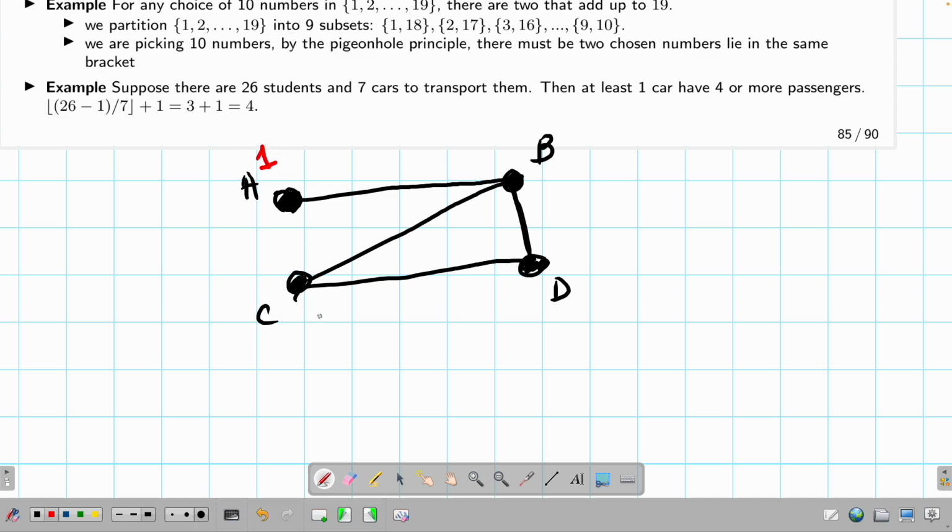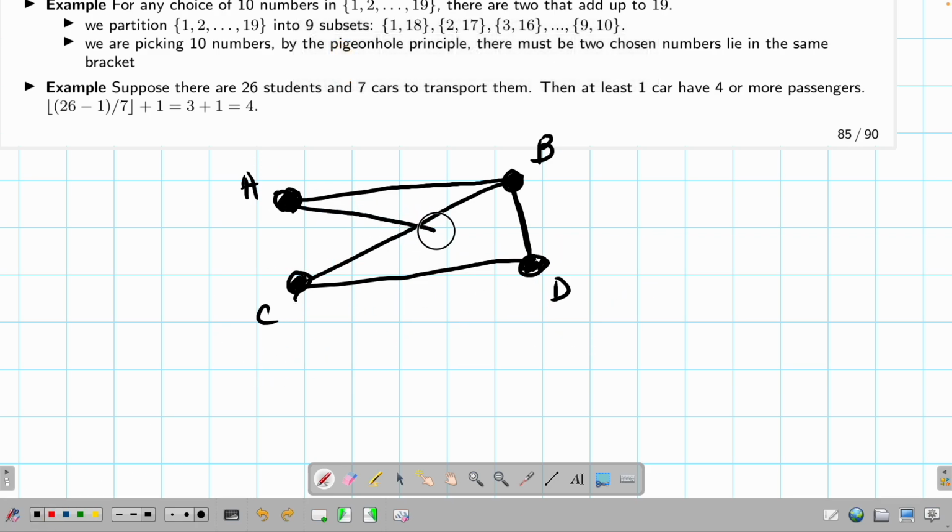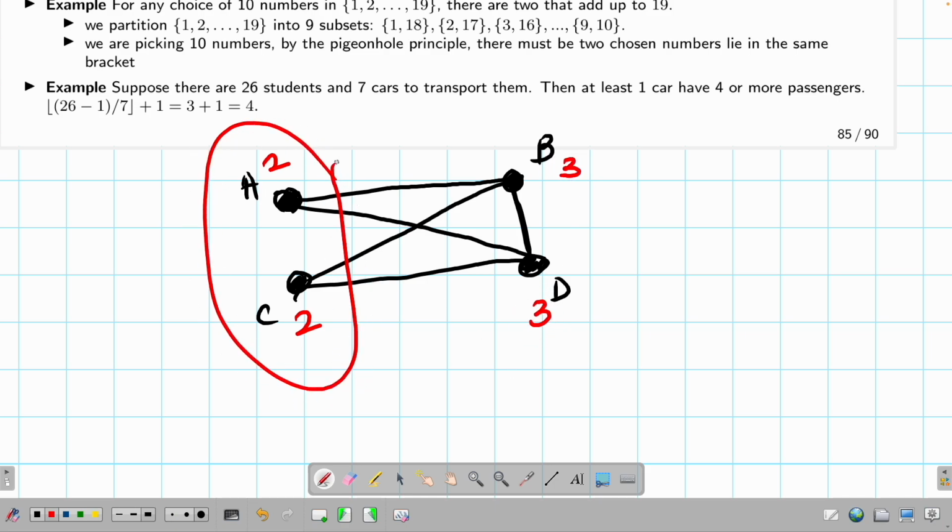This guy shakes hands with 1 person, this guy with 2 people, this guy with 2 people, and this guy with 3 people. Again, there are 2 people with the same number of handshakes. Now let's say I do this. Then this person shakes hands with 2 people, this person with 2 people, this person with 3 people, and this person with 3 people. Now you see, 2 persons have the same number of handshakes, and 2 other persons have the same number of handshakes.